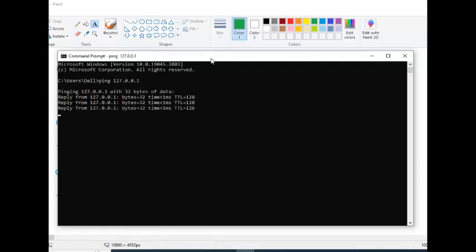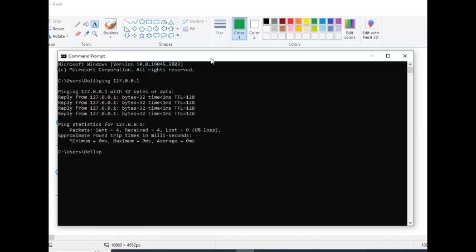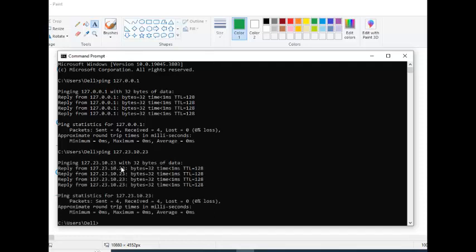Now 127, give me another number. 0.0.10. Let's say 127.23.10.20, another one, 23. You see, again someone is replying to me. Who is replying? When did I assign this address to my computer? I have never assigned it. But any address that I put, someone is replying to me.